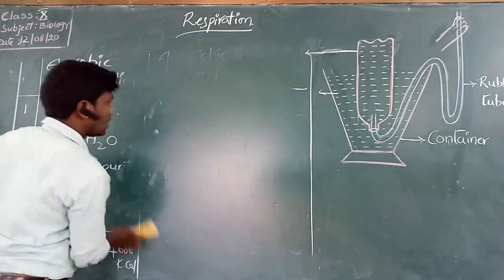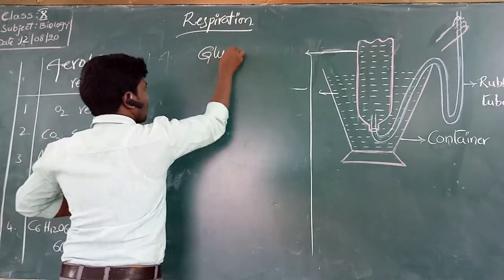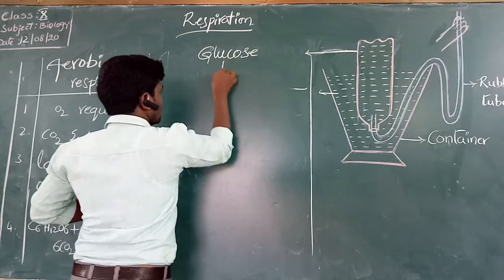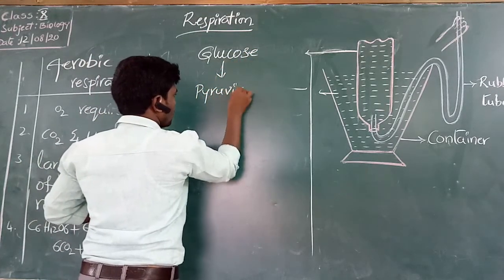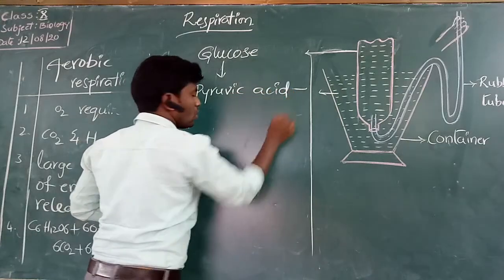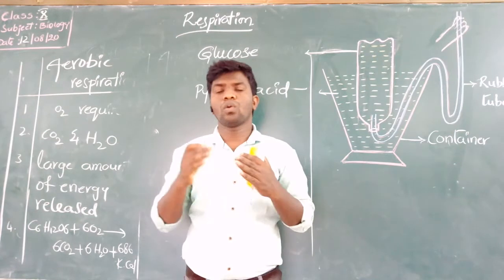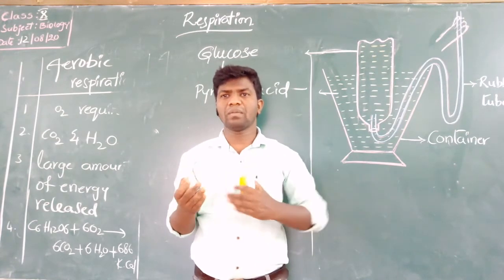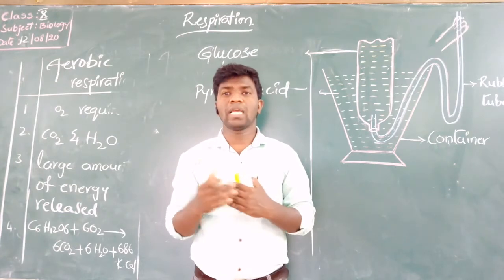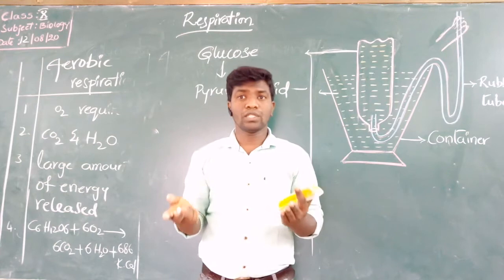Glucose is converted into pyruvic acid. In all these processes, glucose is converted into pyruvic acid, and the fate, meaning destiny, of pyruvic acid is different in different organisms and tissues.